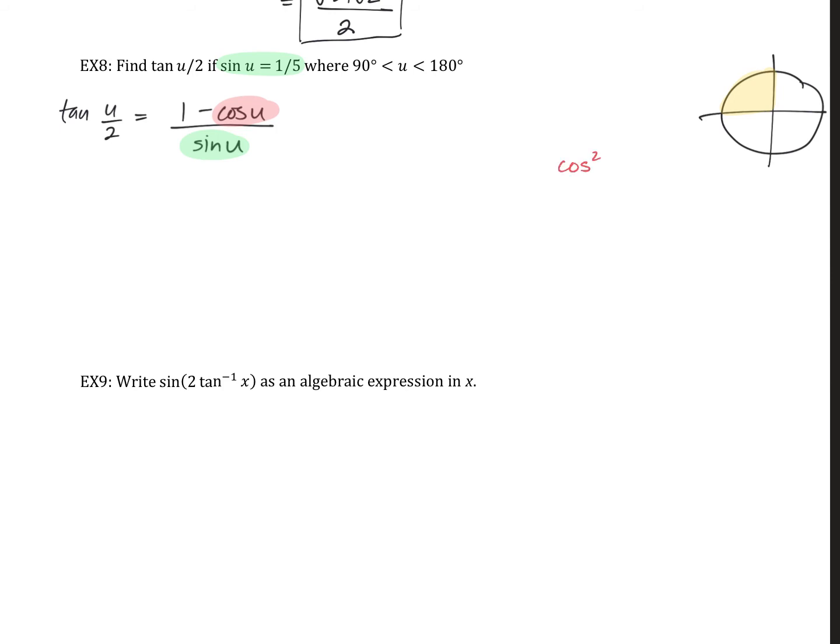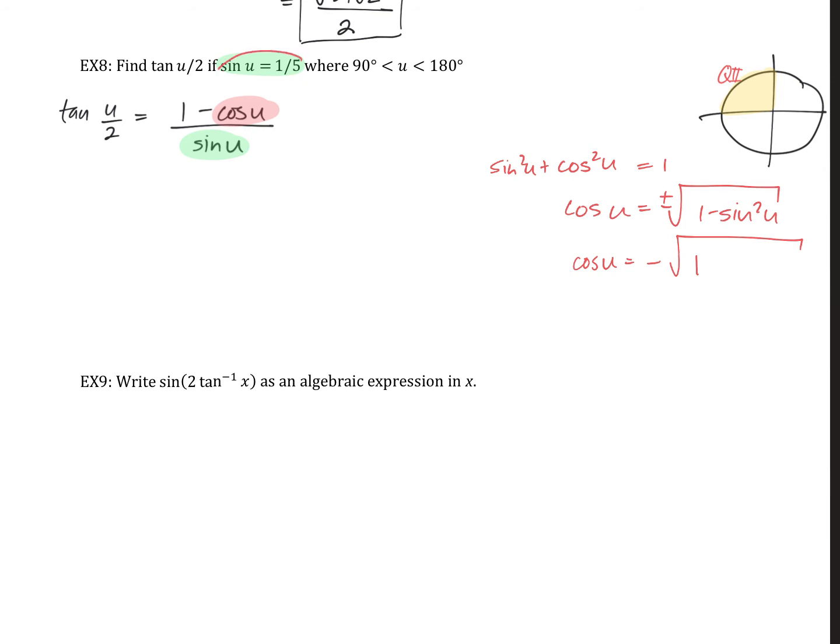So cosine squared u plus sine squared u is equal to 1. We know this by the identities. And solving, like we do quite a bit, we'll have that cosine of u equals the square root, plus or minus, 1 minus sine squared of u. So the question is, which one should we take? Well, since we're in quadrant 2, cosine is negative here, so we're going to go ahead and take the negative. So cosine of u is going to equal negative square root of 1 minus sine squared u.